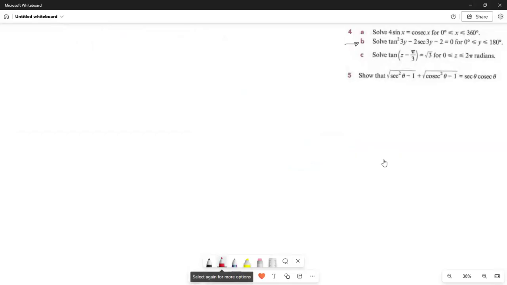Okay, so now I'm ready to do part B. Part B is tangent square 3y minus 2 times secant of 3y minus 2 is equal to 0, and we need to find the answer where y is between 0 and 180 degree. Okay, so how should we approach this problem?